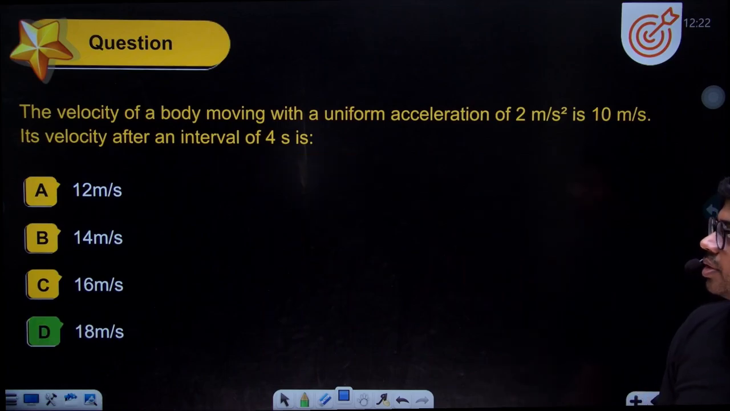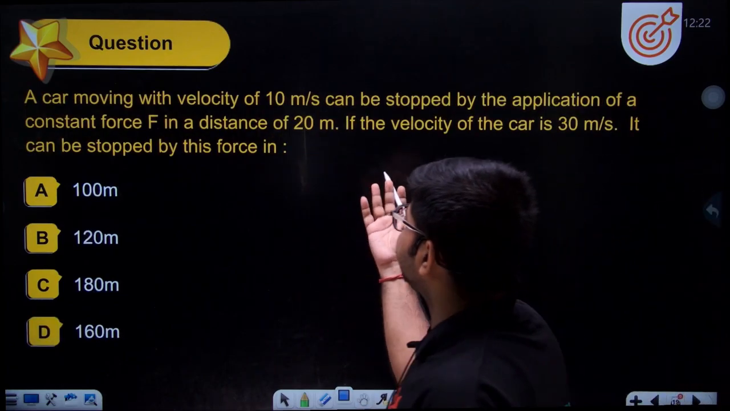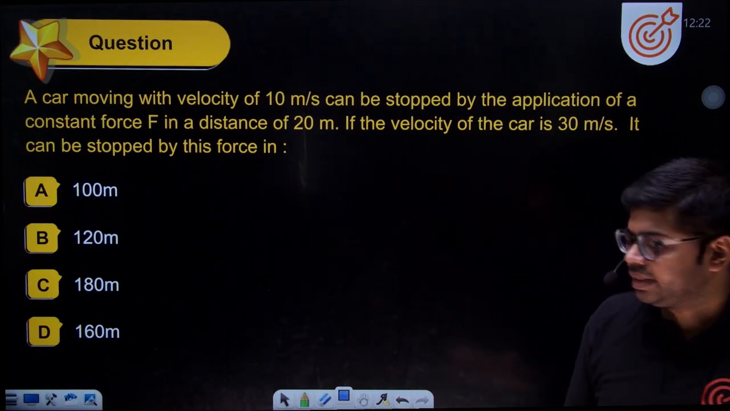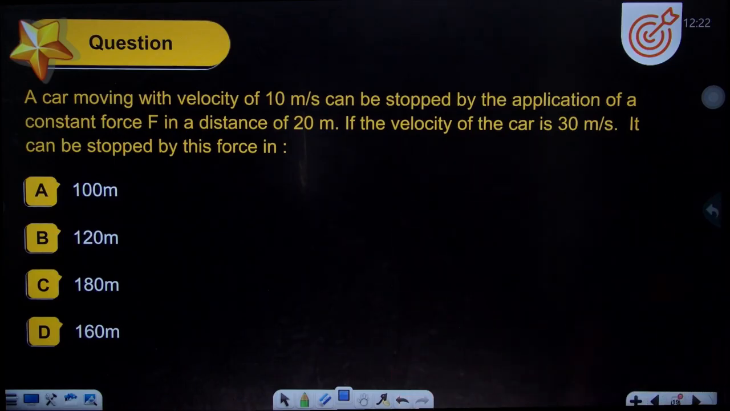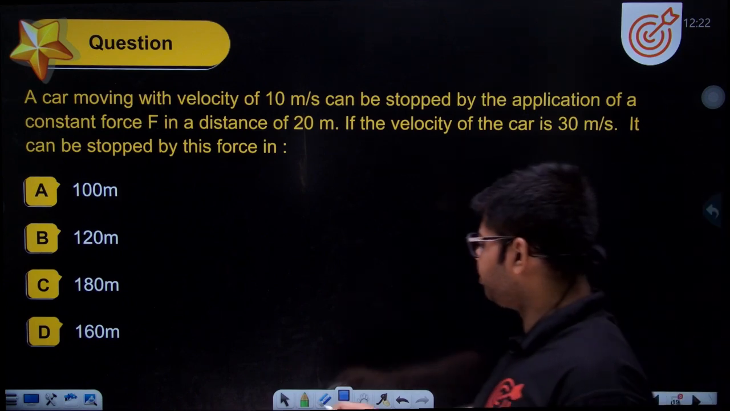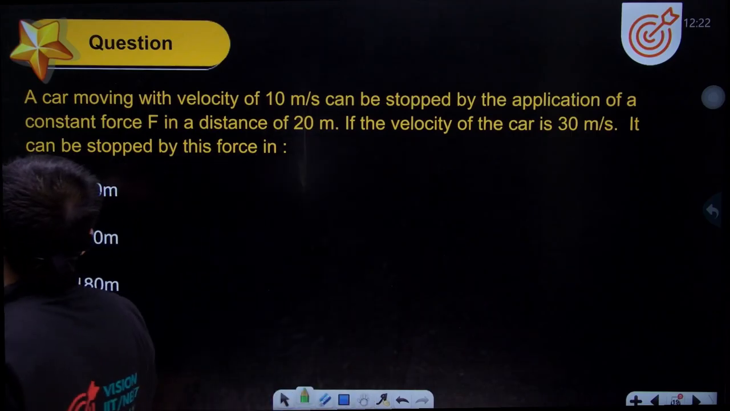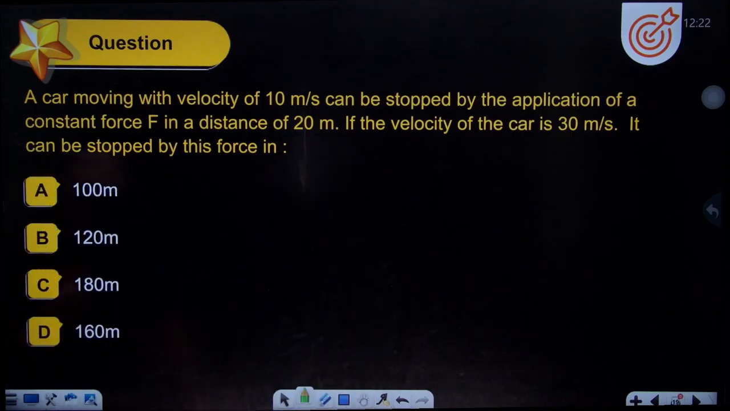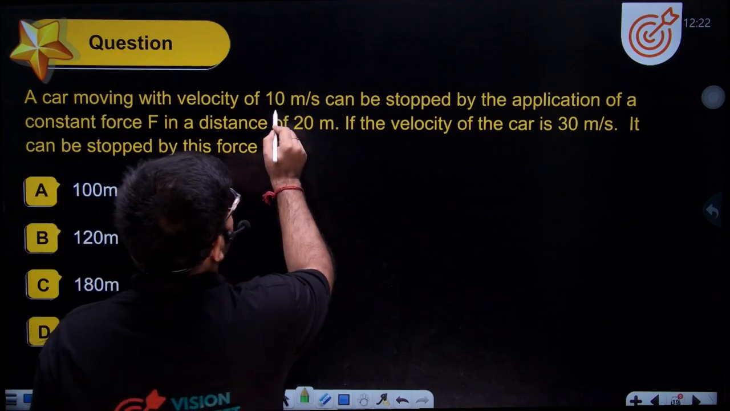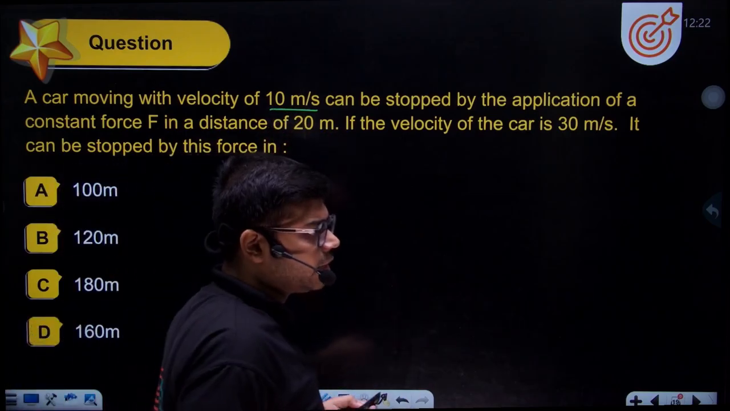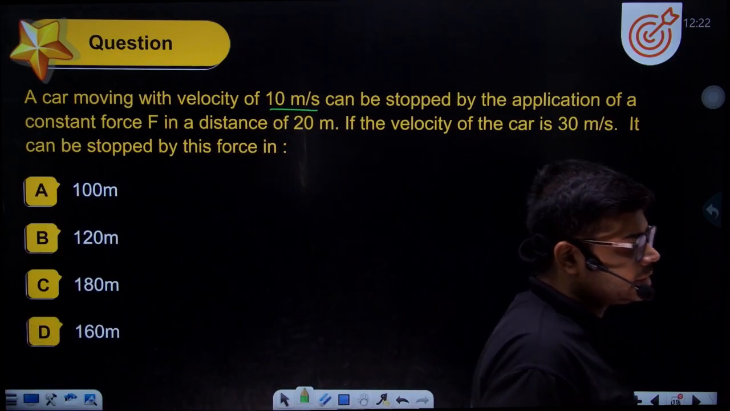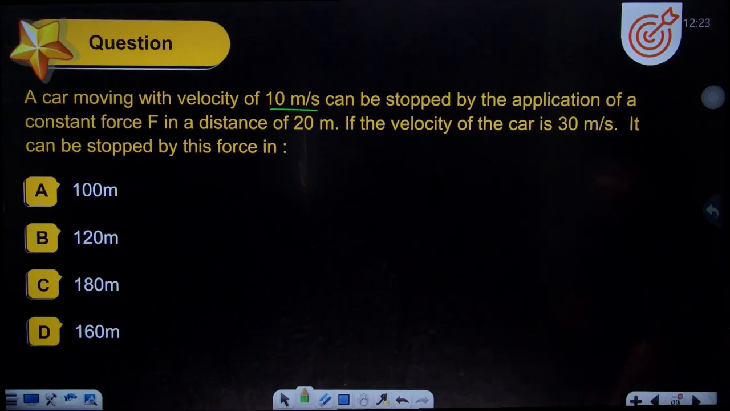Okay, read this and then we'll solve it. ठीक, see what they are talking about, very important concept. A car is moving with a velocity of, so initial velocity of the car कितना रहा 10 meter per second. This is the initial velocity, can be stopped.